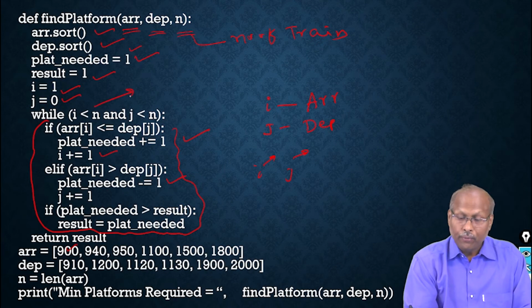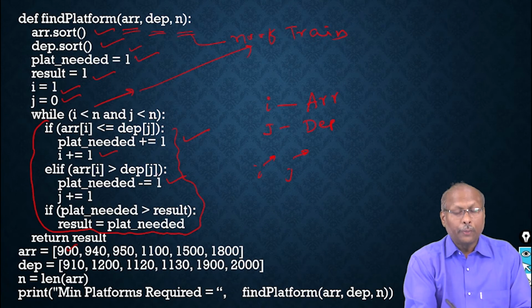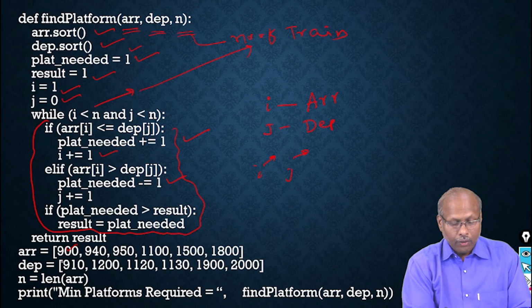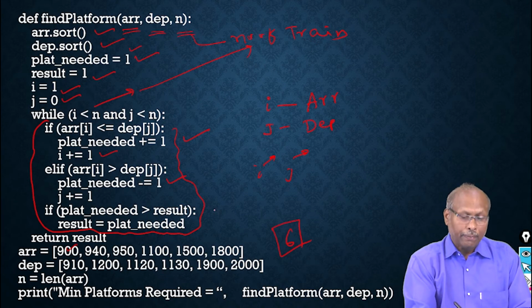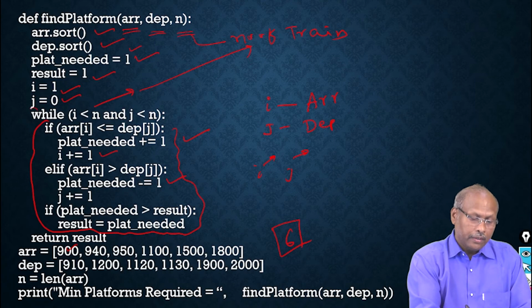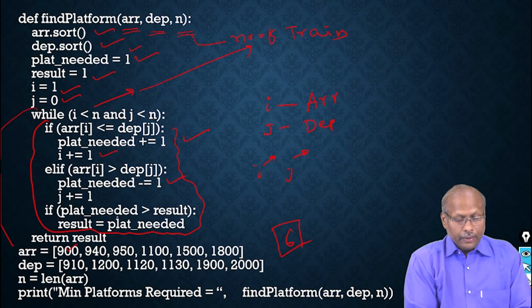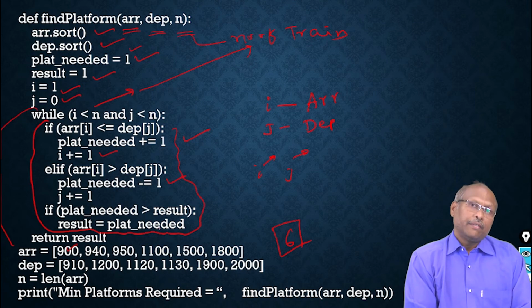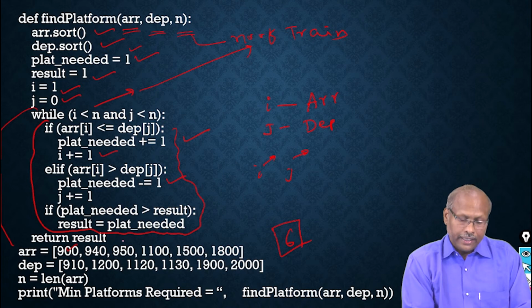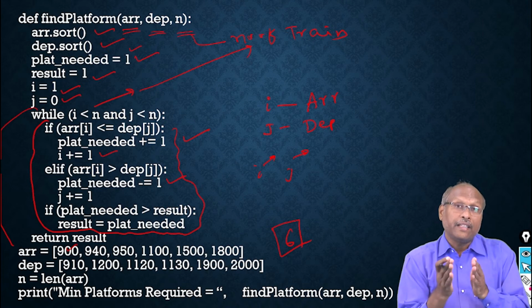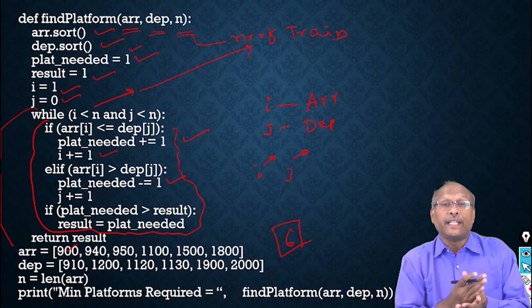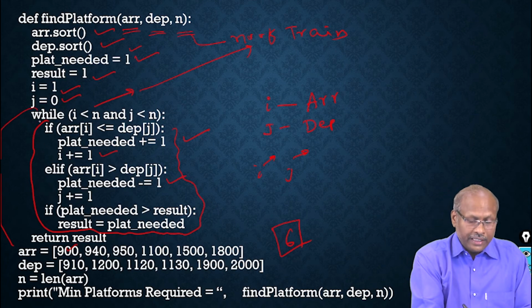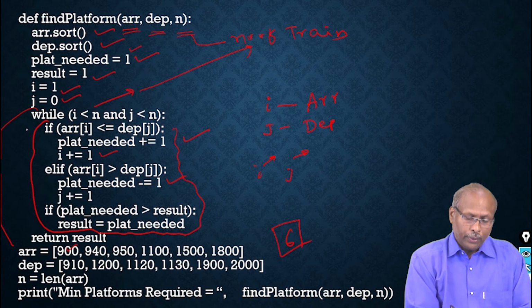N is nothing but my number of trains. So how many times will this loop repeat? If you observe this array, 1, 2, 3, 4, 5, 6, there are 6 trains, so this loop will repeat 6 times. After repeating 6 times, it will come out. And here, every time, the platform needed is checked whether it is greater than result or not. If it is greater than result, then the result will be updated, because every time you check how many platforms you need at the current point of time. So these 3 statements are inside the loop. When the loop is over, the result value will be returned.